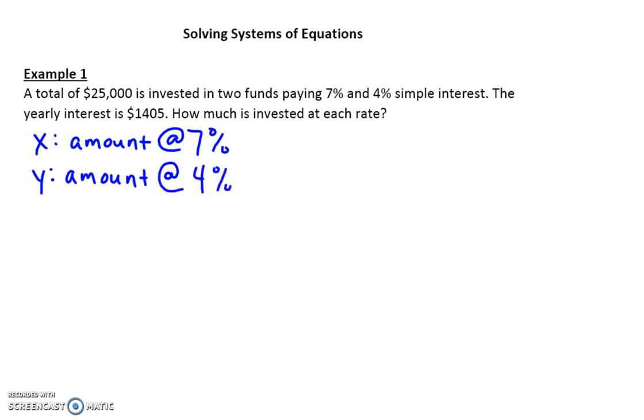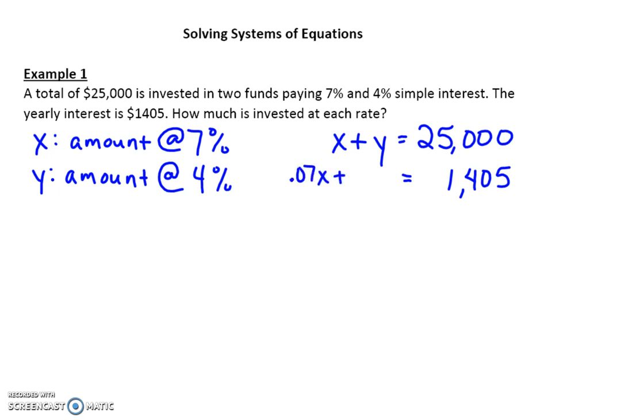Okay, and so we know that the total amount invested was 25,000. So our first equation is just the sum of those two amounts is 25,000. Okay, and then we also know that the total interest for the whole year was 1,405, and to get that interest, we're just going to multiply the interest rate, so 0.07x, because that was 7%, and then 0.04y, because that's 4% as a decimal.